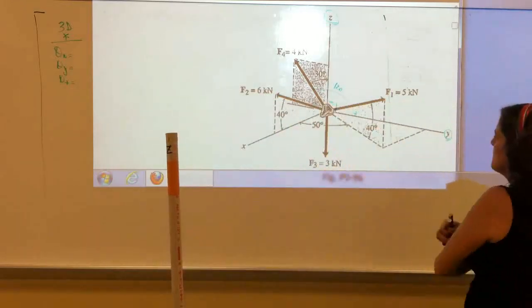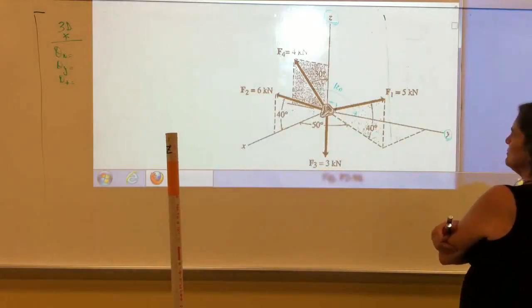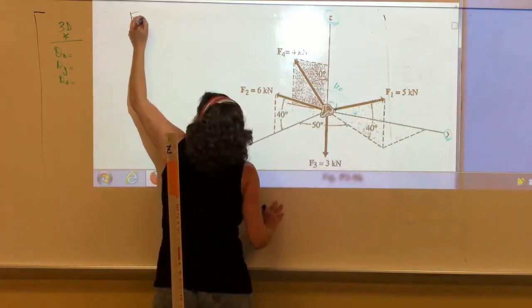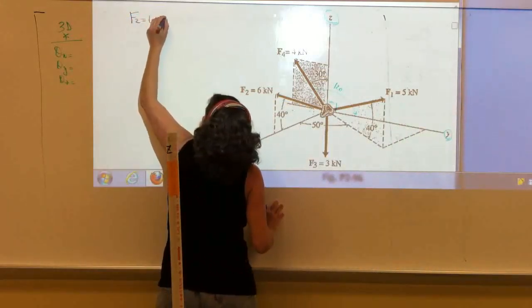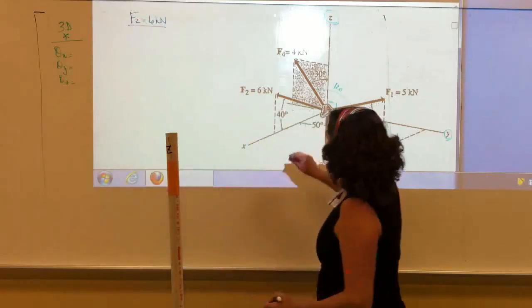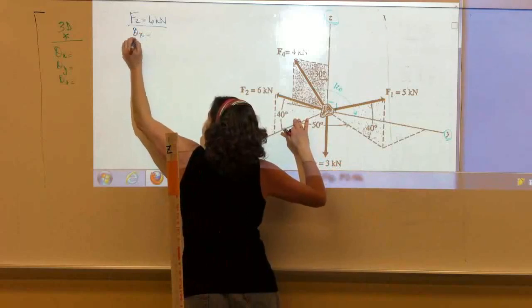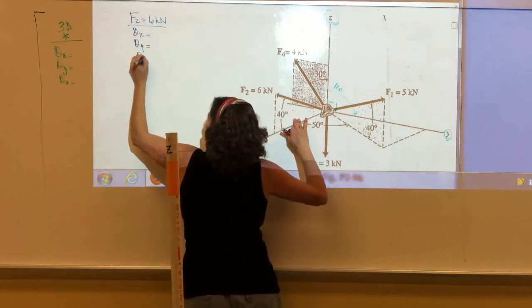Let's see. Let's do F2. F2 is given as 6 kilonewtons. Again, it's a 3D angle problem. We're trying to find out what theta x is, what theta y is, and theta z is.